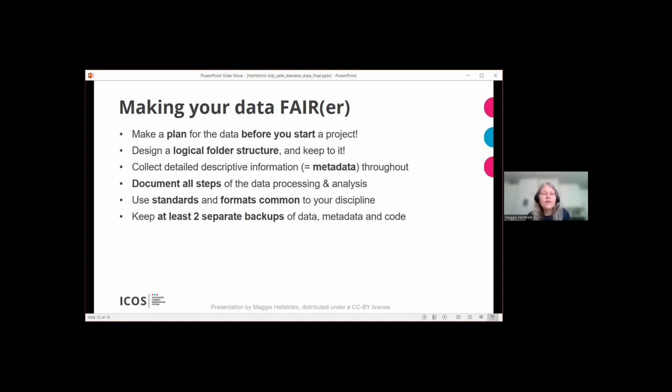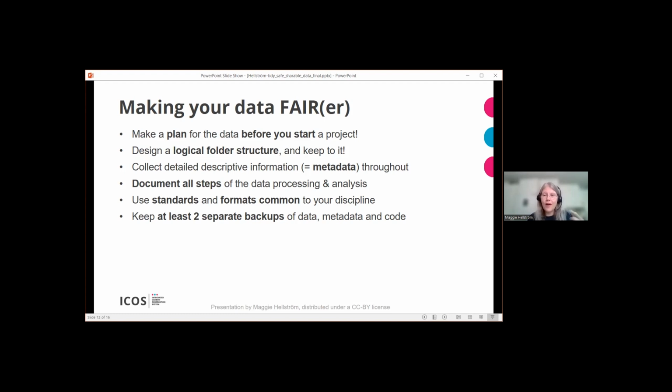Use standards and data formats that are common to your discipline. So if everyone else is using NetCDF files, then probably you should also use NetCDF files for distributing your data. Keep at least 2 separate backups of everything, both data, metadata, and also very importantly, code. And of course, version things.